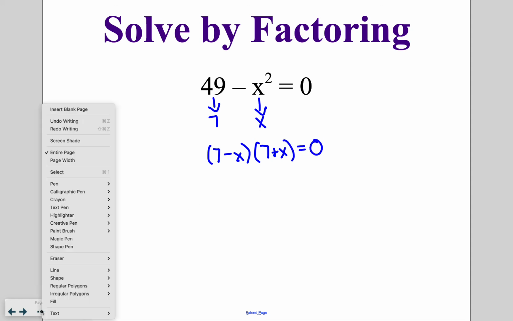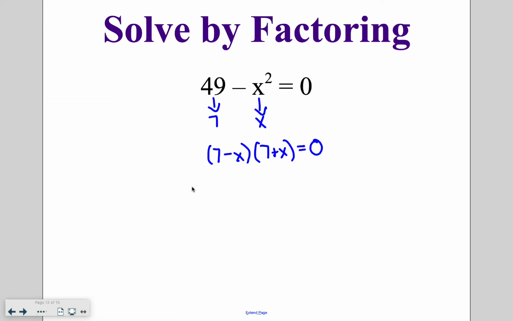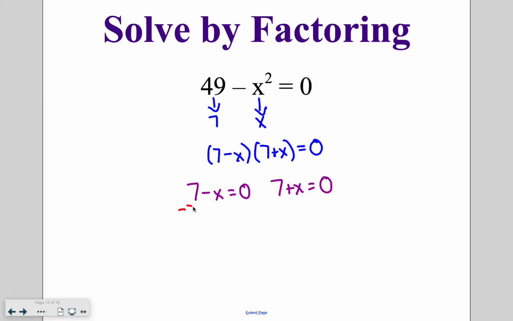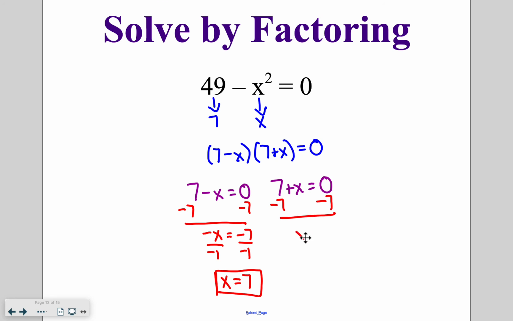So each of those is equal to 0. I now separate them out, and I say 7 minus x is equal to 0, and 7 plus x is equal to 0. When I solve the first one, I'm going to subtract 7 on both sides, giving me that negative x is equal to negative 7. Then I have to divide that by a negative 1 on both sides, and I get my first answer of x is equal to 7. With the second one, once again, I'm going to subtract 7 on both sides, and I find out that x is equal to negative 7.